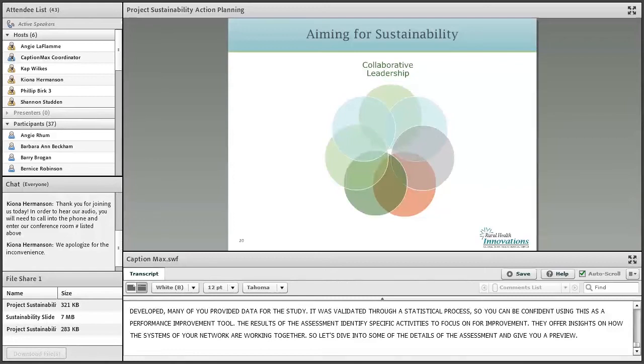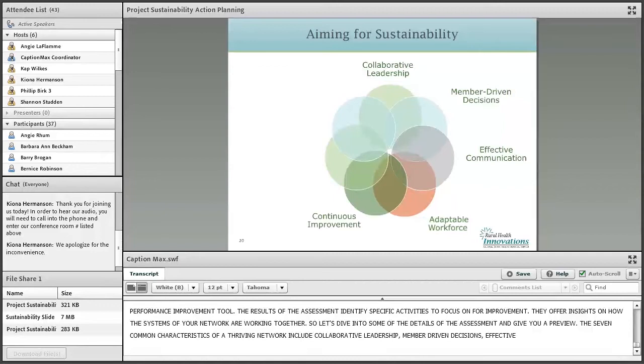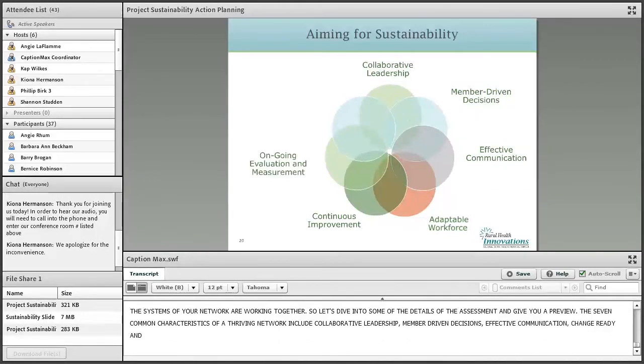The 7 common characteristics of a thriving network include collaborative leadership, member-driven decisions, effective communication, change-ready and adaptable workforce, continuous improvement, ongoing evaluation and measurement, and sound financial infrastructure.